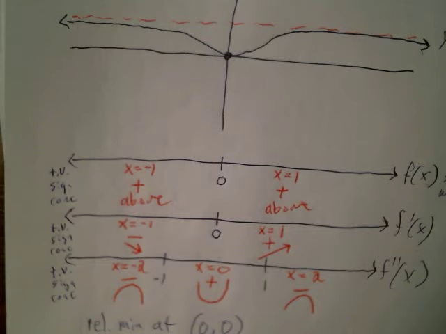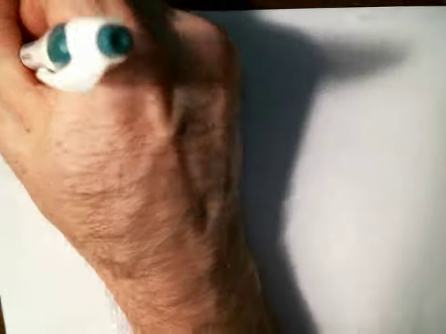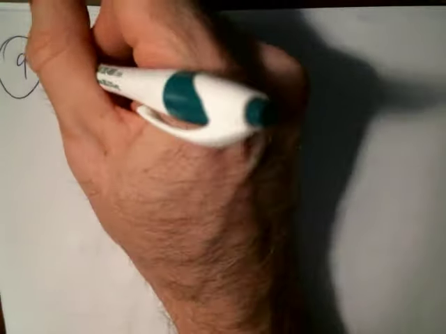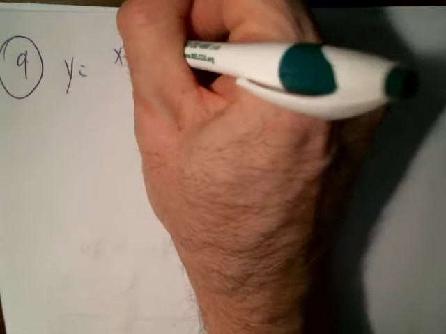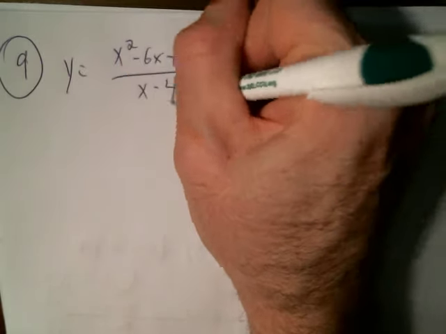All right, so let's kick back and do another one. And then we'll look at maybe graphing a logistic equation. Okay, so this is problem number 9. We have y equals x squared minus 6x plus 12 all over x minus 4. And we just have to go through the same process.